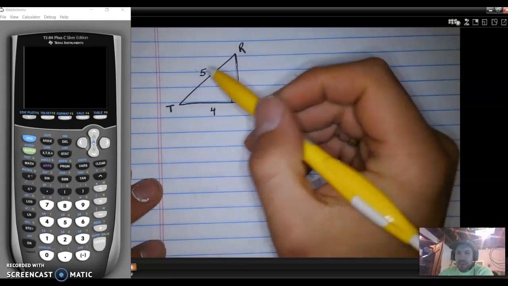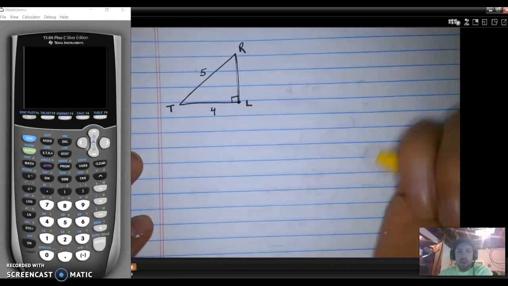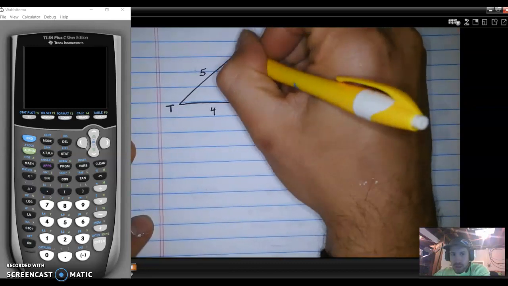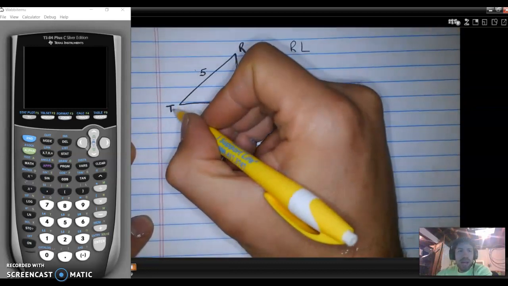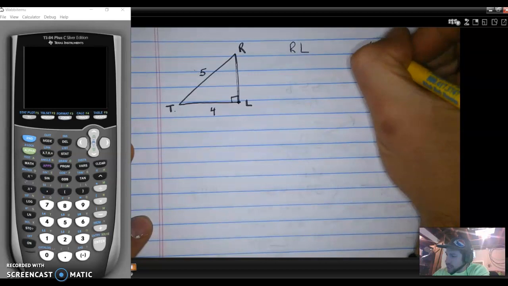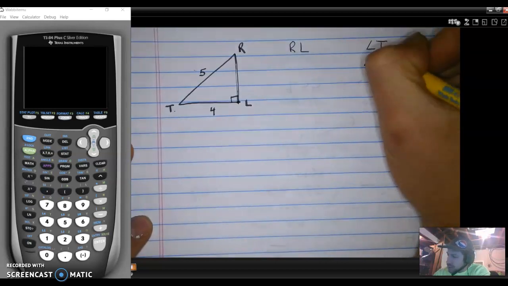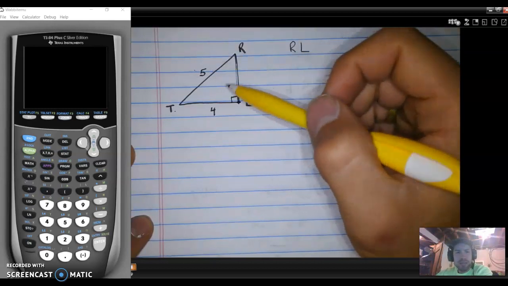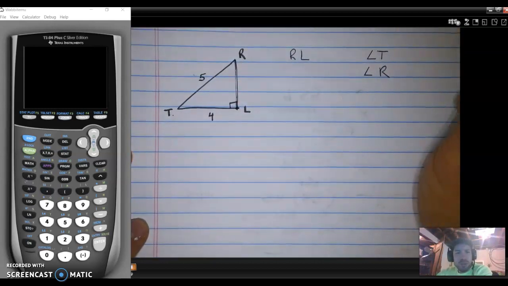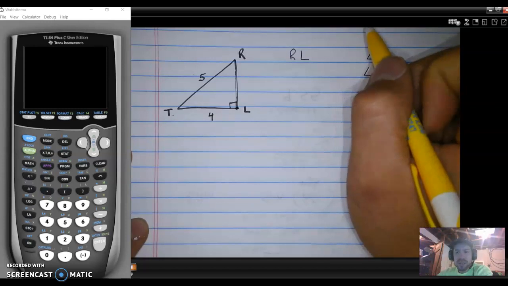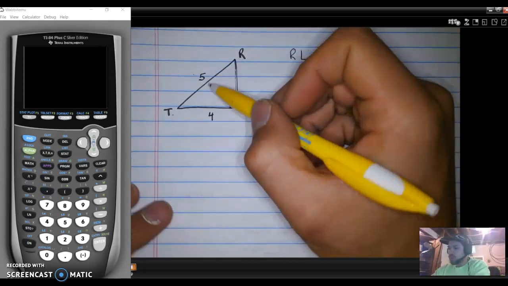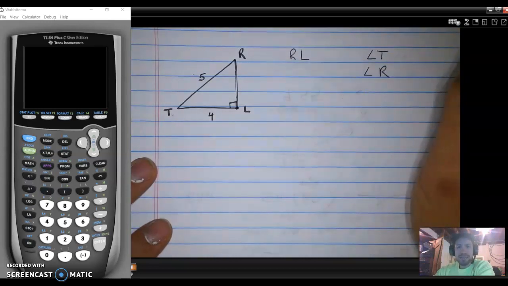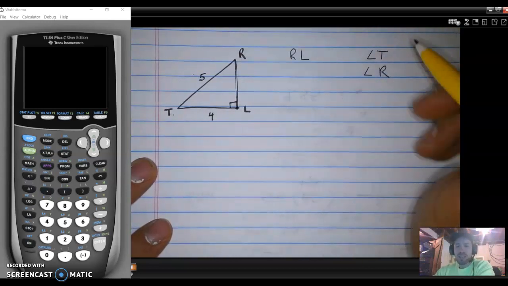It looks like we're given two sides. We need to find one side, RL. We also need to find two angles, angle T and angle R, right? Now again, you can see why this is different from our previous example, because in the previous one we knew an angle. Now we don't. The only angle we know is this 90, right? So we need to find one side and two angles.